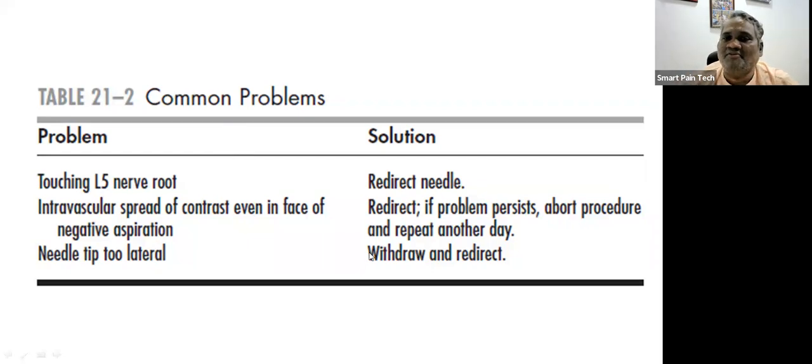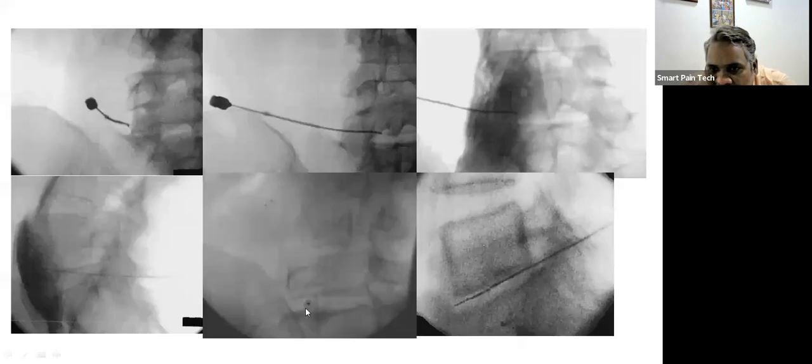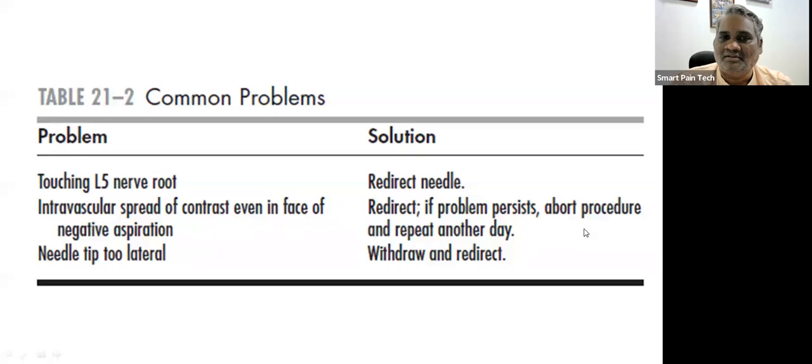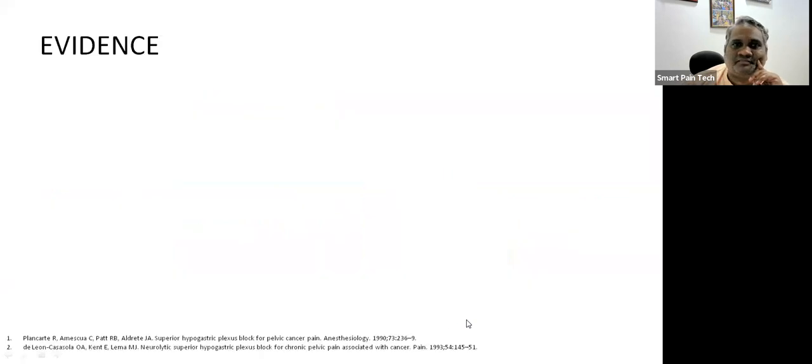Now, there are certain common problems when you do this technique. You may touch the alpha nerve root, because the alpha nerve root comes from here only. Most of the times the patient moves a lot, with jerky movements, because you are touching the nerve root. The needle tip may also be too lateral, because sometimes you are hitting the bone and the direction of the needle is changed. If it is touching the alpha nerve root, just redirect it. Intravascular spread, you already know what to do: aspirate, go. If it is too lateral, you just withdraw and redirect the needle.